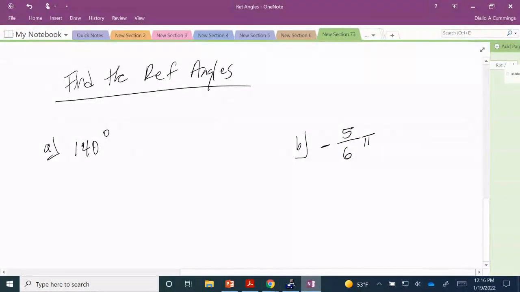All right, now we're going to take a look at the solution. First thing we'll do is find a reference angle for the 140-degree angle. And if we go back to our reference angle chart, we'll see that a 140-degree angle lies in the second quadrant.